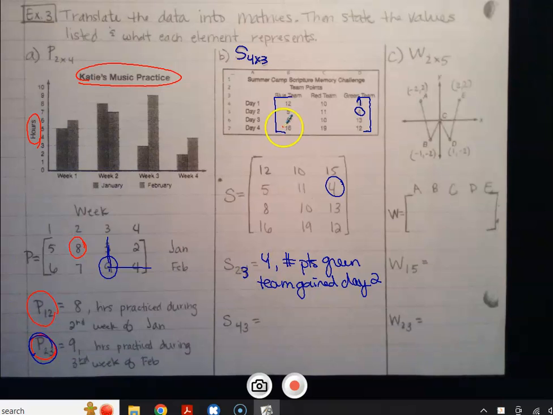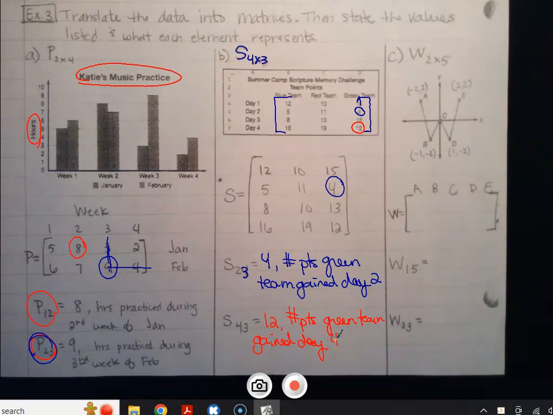All right, so how about what is the element for S43? Okay, so S row 4, column 3 is 12. And what is that? Number of points green team gained in day 4. Good. Perfect.